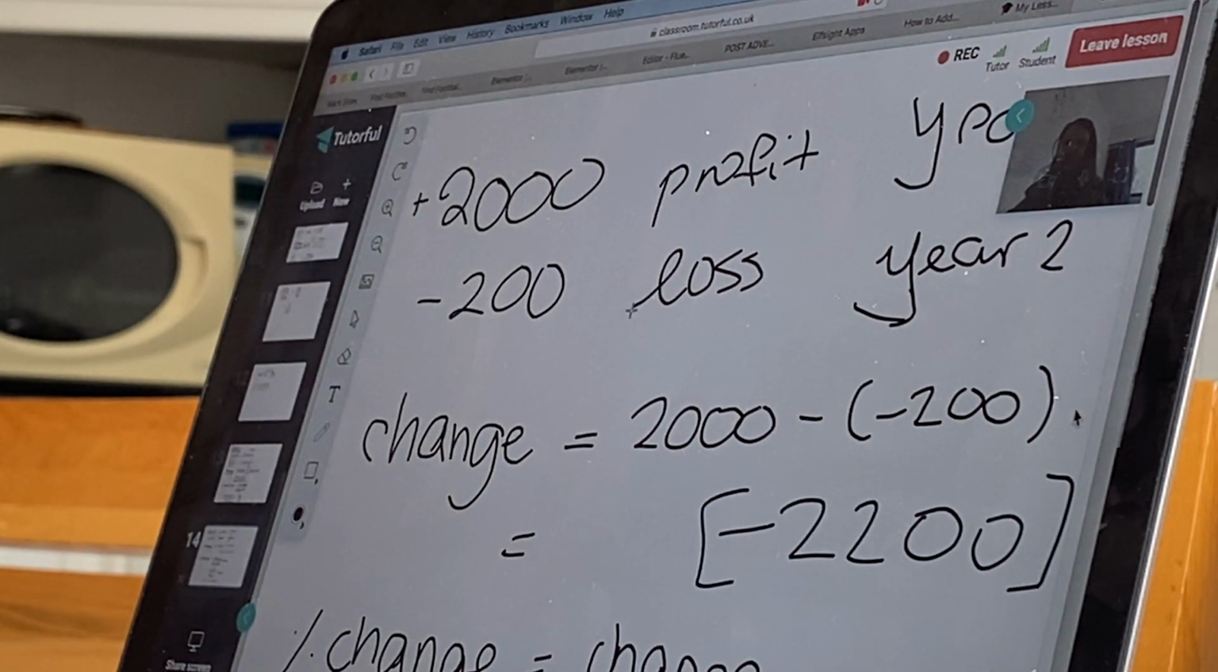And then what did you divide this value by? By 2,000. Because it's the original number. Yeah, so we should divide this by 2,000. So you've got the correct calculation. Just double check your answer there. The calculation is correct.